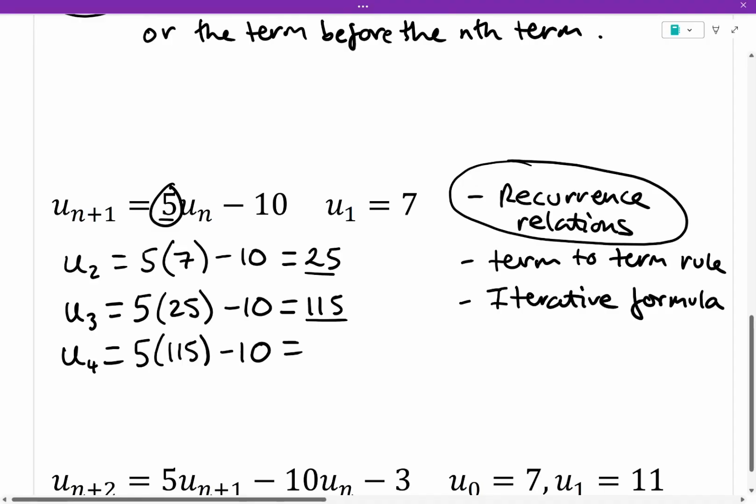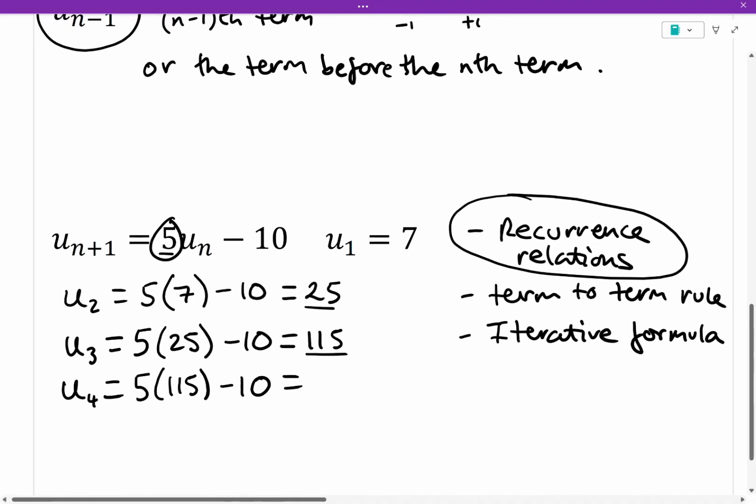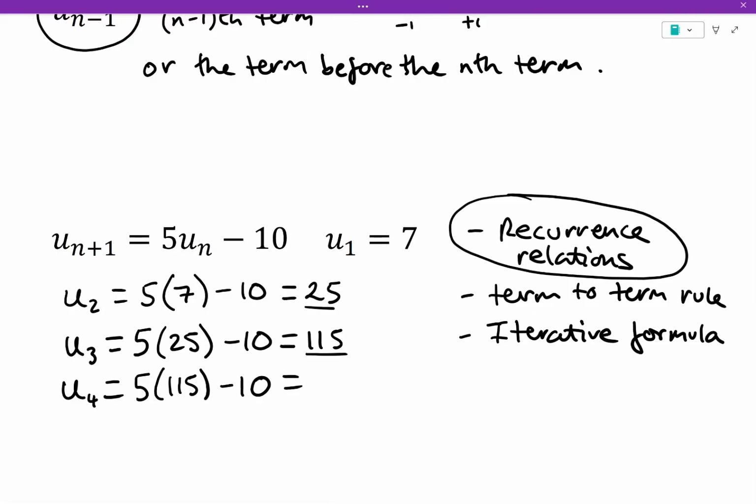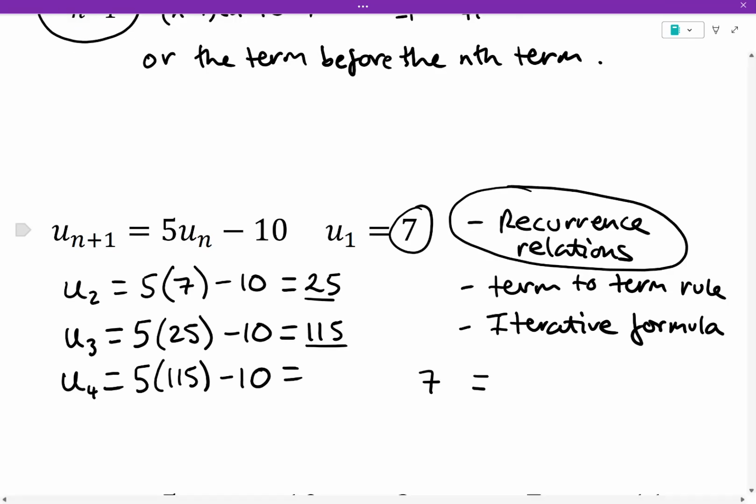Now, I do just want to think about what is the most efficient way of getting these values out of the calculator. So what you could do is type 7 into your calculator, then hit equals. And the reason I put 7, because that's the first term. Now, once you've hit equals, that 7 is stored in the answer button in the calculator.